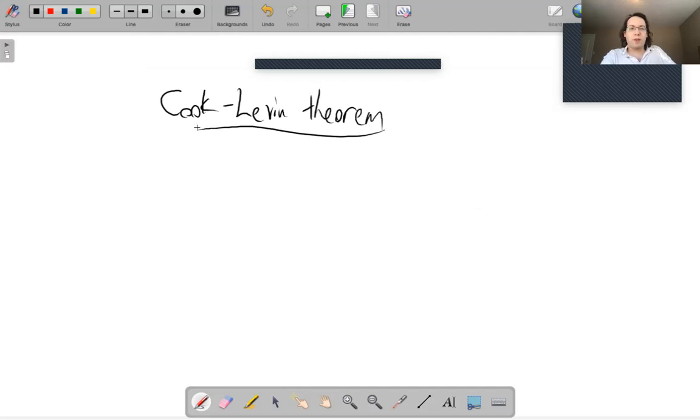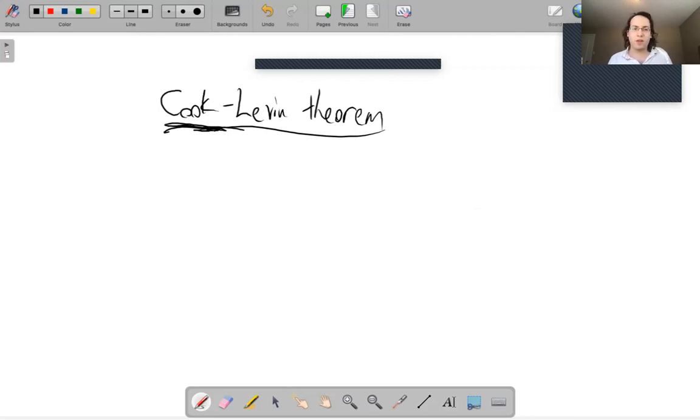Okay, which was actually independently shown by Cook and Levin, where Levin was in the Soviet Union at the time. So they were not communicating with the West. Well, Levin was not communicating with the West, Cook was in the West. So it's sort of, some of this math was done independently.